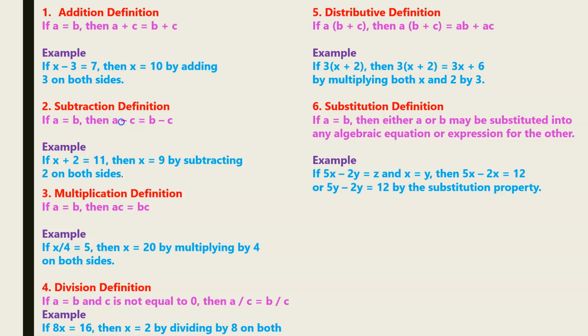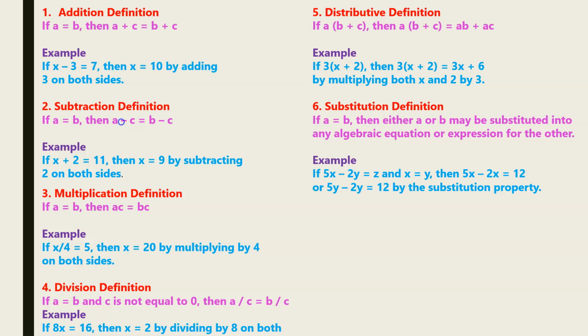Substitution. If A equals B, then either A or B may be substituted into any algebraic equation or expression for the other. The example: if 5x minus 2y equals z and x equals y, what can we do? Instead of y, we can use x, and we have 5x minus 2x. We can use x because x and y are equal to each other.